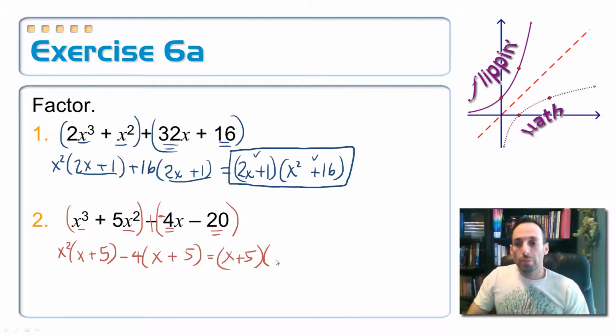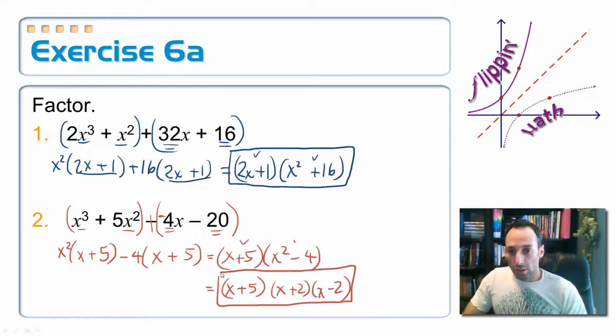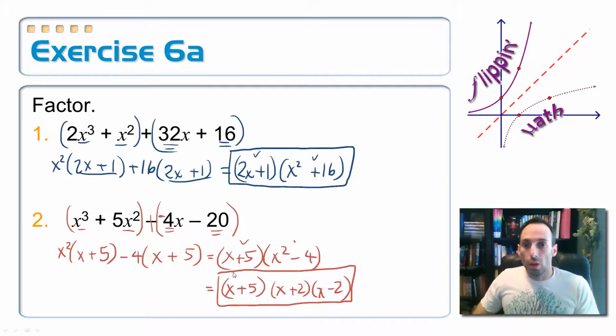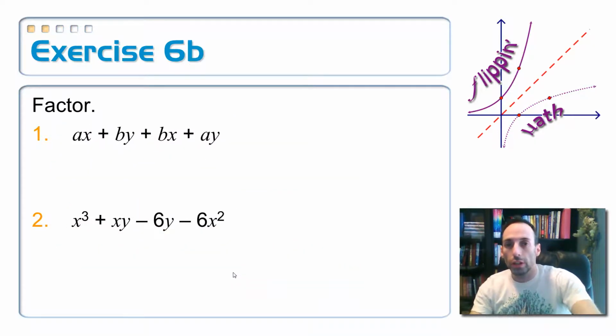From the first one, what's left behind is x squared. From the second one, what's left behind is minus 4. Again, let's check to see if they're prime. This one's prime, and this one is the difference of two squares, so it can be factored a little bit more. So bring down the x plus 5. For the second one, the difference of two squares goes x plus 2 and x minus 2. So now we have completely factored number 2.